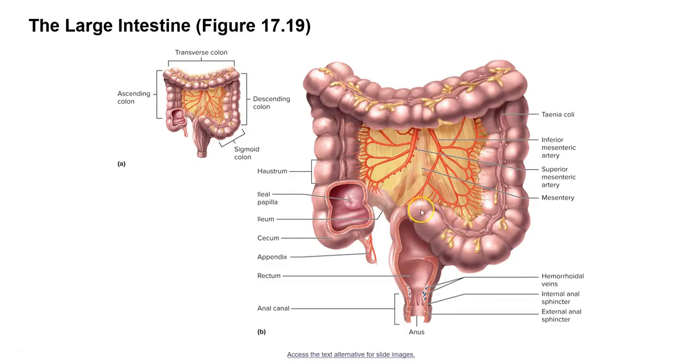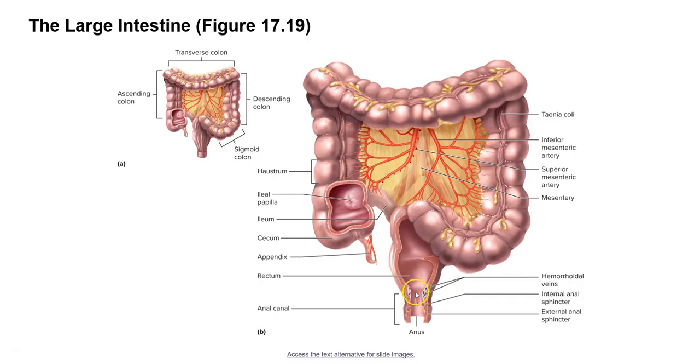Now from the sigmoid colon, we then enter into what's called the rectum. Right? The rectum is the region of the large intestine that when feces enters into the rectum, it will kind of stimulate that defecation process and make us want to go to the bathroom.